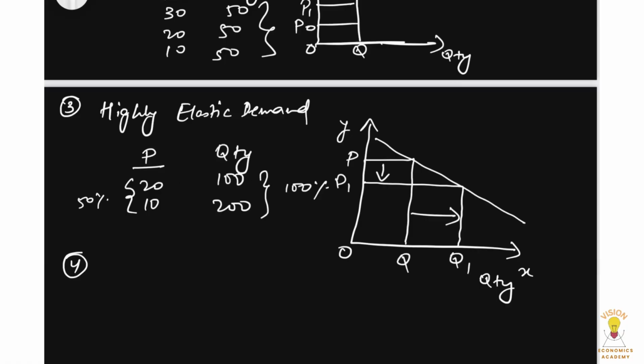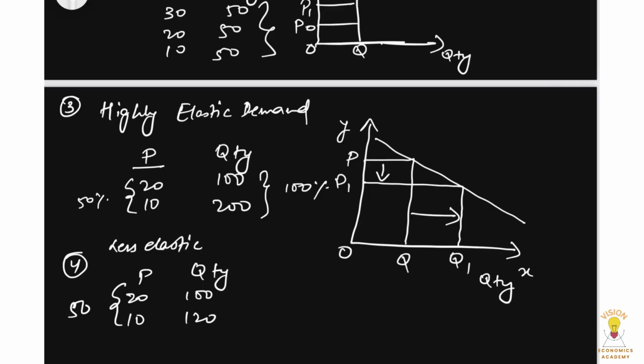Number 4 is less elastic. Let's say the price has become from 20 to 10. The quantity is increased from 100 to 120. Now again, if you see, there's a 50% change in the price, but here only 20% in quantity. So it is less elastic.